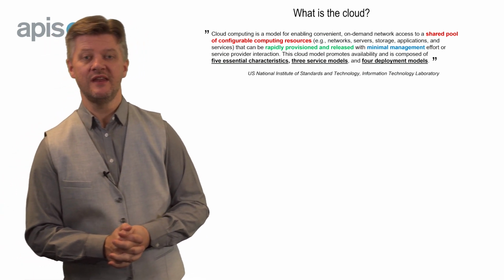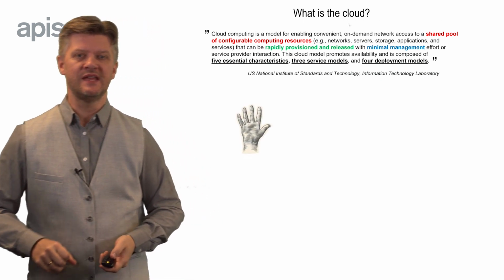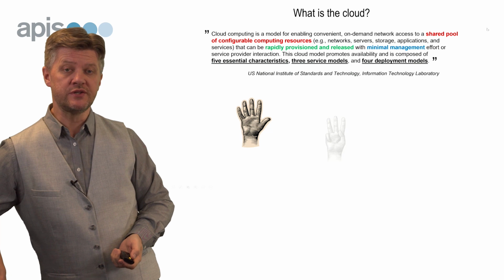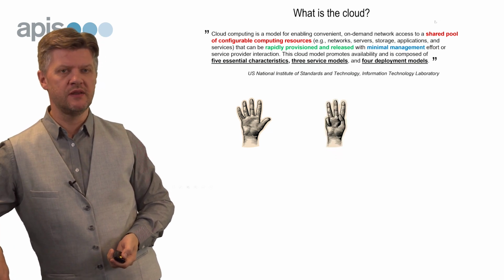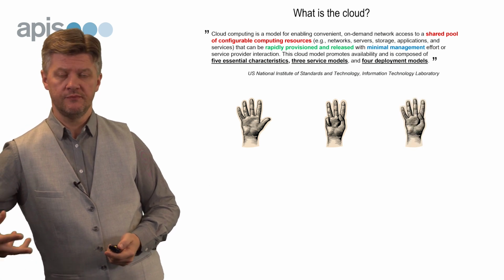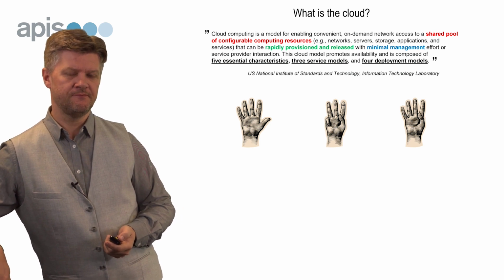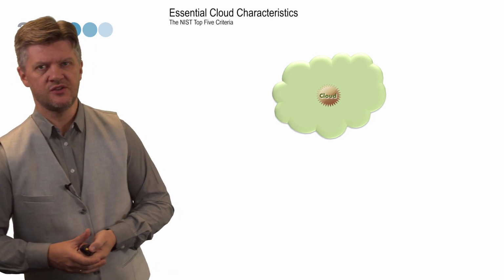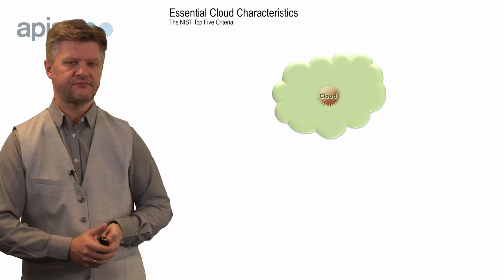So the NIST came up with a number of essential characteristics, 5 of them in fact. Also 3 service models, which I think you've heard of, and 4 deployment models that you may have heard of. So I'm going to go through these and tell you about them. First, the 5 essential characteristics. These are the top 5 criteria, what defines cloud and cloud services.